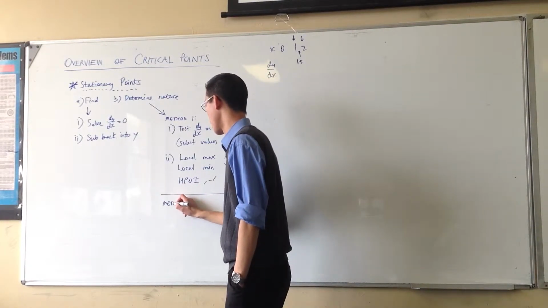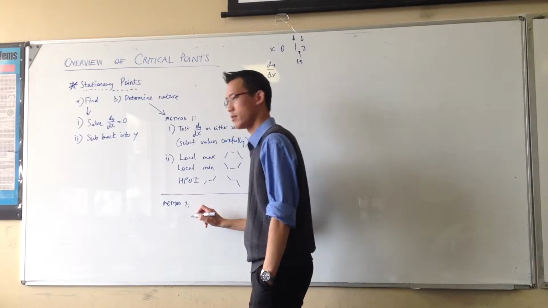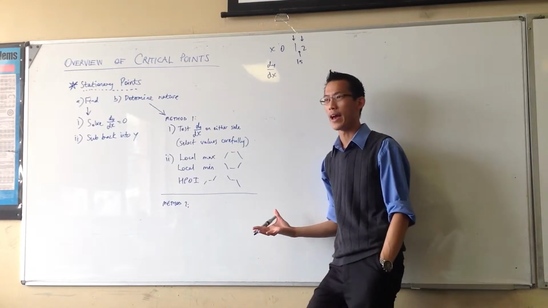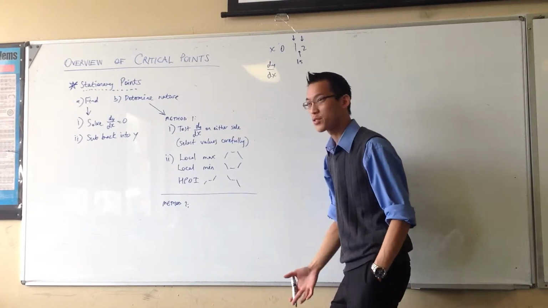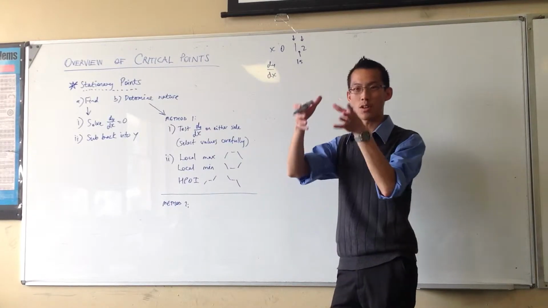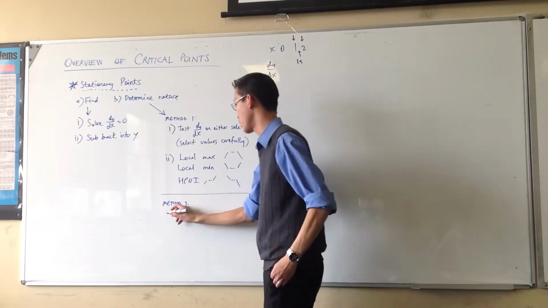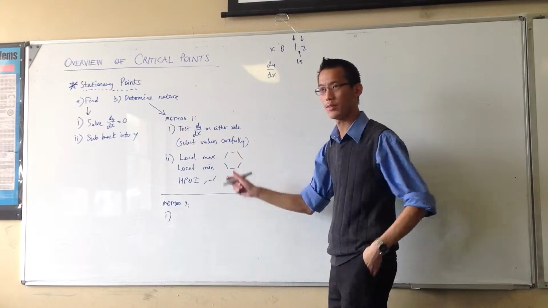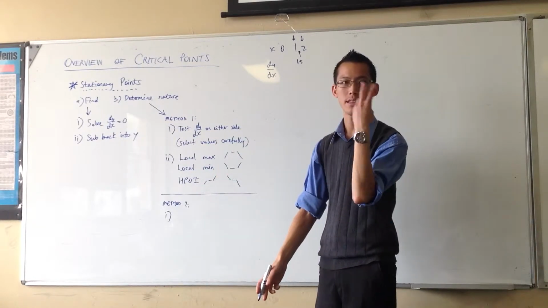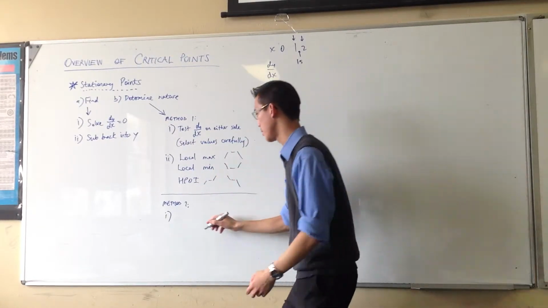What was our second way? Do you remember? This was the newer way. Concavity. Yeah, that's right. Use concavity, so find out if it's concave down or concave up. So what you want to do is, rather than test the first derivative on either side, you test the second derivative at that point.